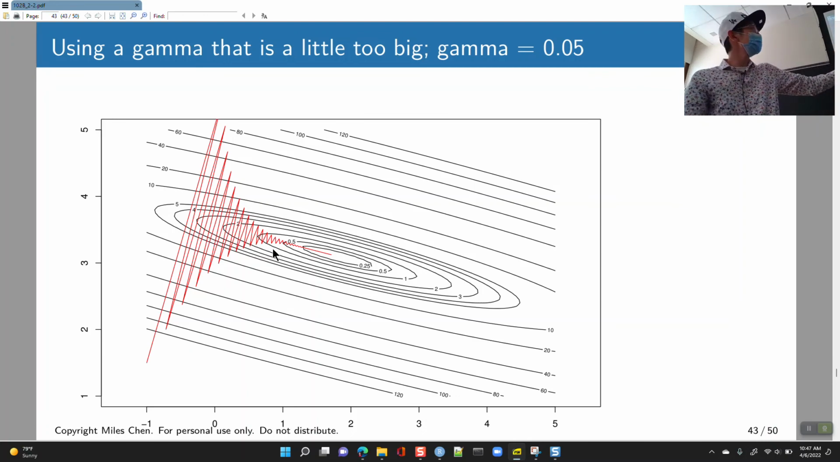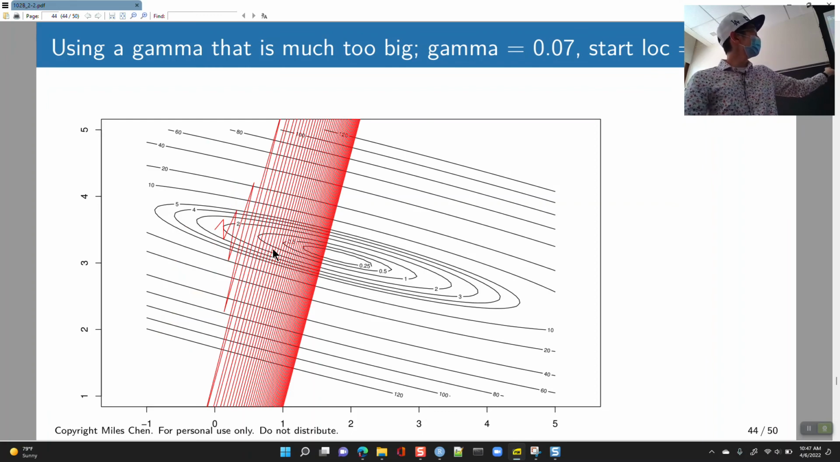This is too big of a gamma, right? Here is something where it's the opposite, where you get this crazy feedback where it just starts going off crazy, and here you don't even converge. It just goes off all over the place here. Okay.